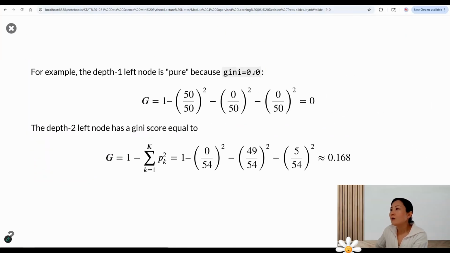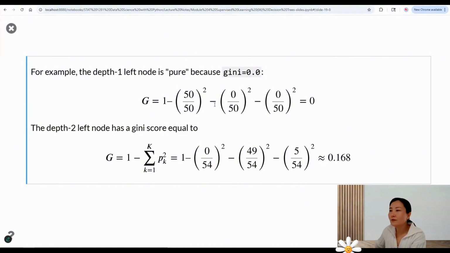So this slide contains what I said, how to measure the Gini. Let's see how to calculate the Gini coefficient. We can use a formula: 1 minus the summation of p_i squared, for i equal to 1, 2, 3. Let's calculate the depth one left node. 1 minus 50 over 50 squared minus 0 over 50 squared minus 0 over 50 squared. So exactly 1 minus 1, 0. So Gini is equal to 0.